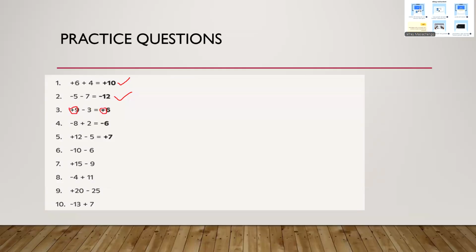All right, look at that one. Let me do the second from last. Minus and plus, what do you do? You subtract and take the sign of the bigger number. 8 minus 2, you get 6, but you take the sign of the bigger number. Then you do the last one, plus and minus. What do you do? You subtract, 12 minus 5. What do you get? 7, but take the sign of the bigger number.